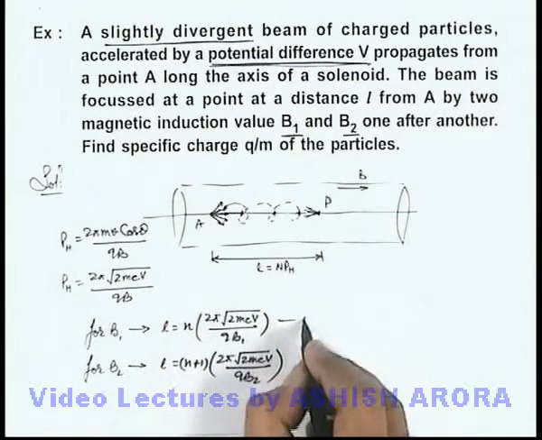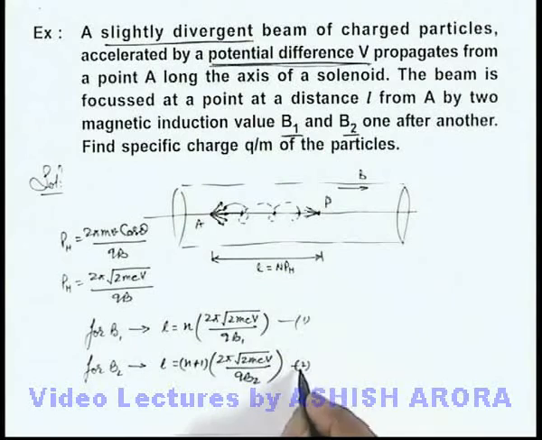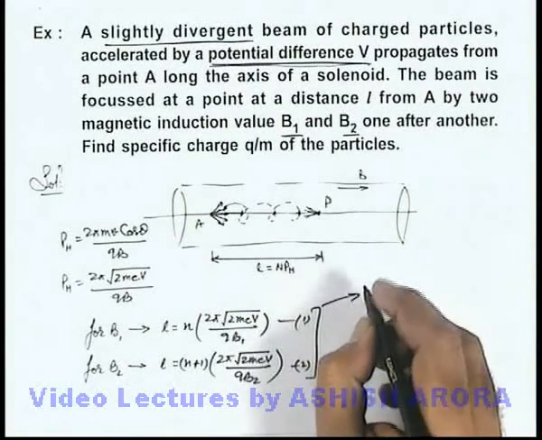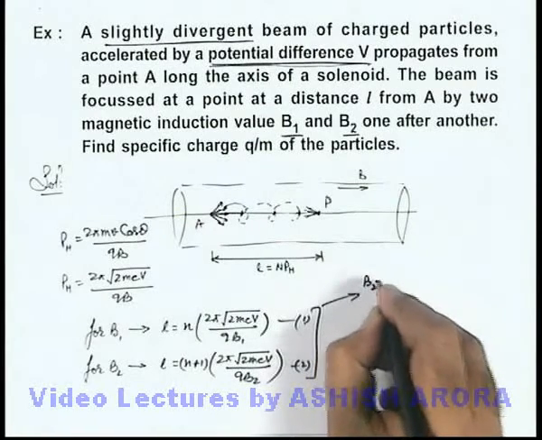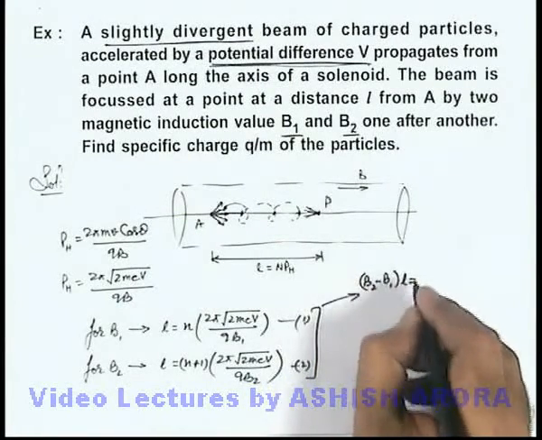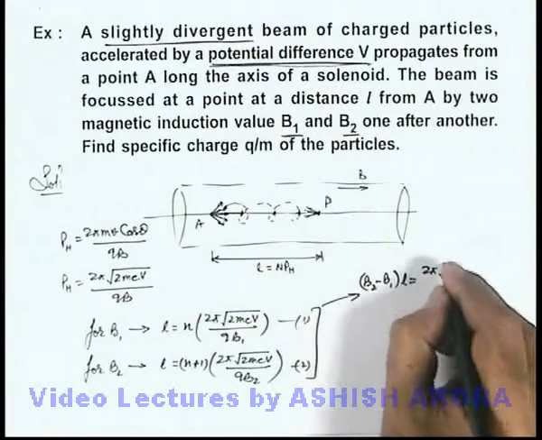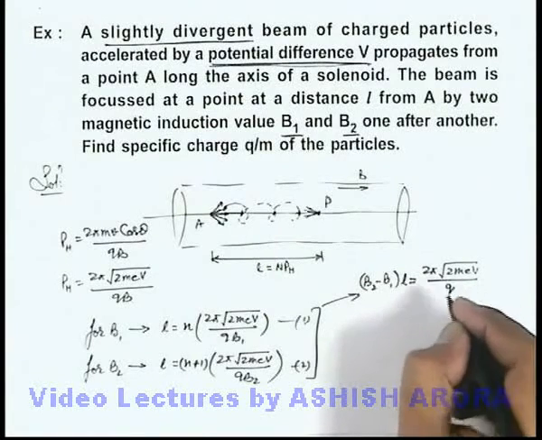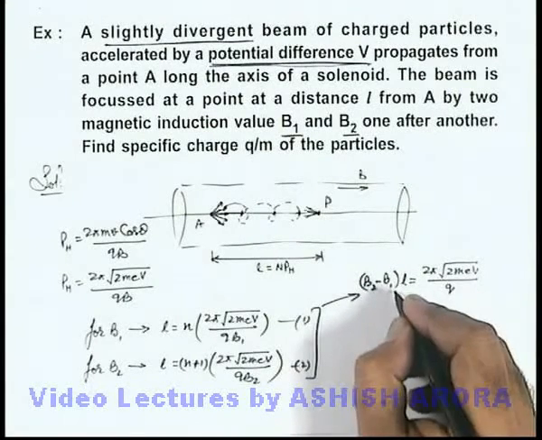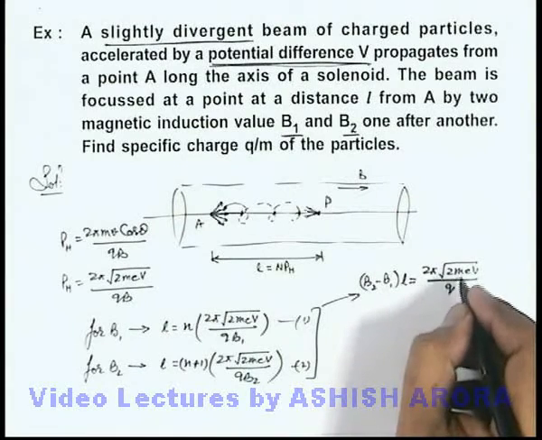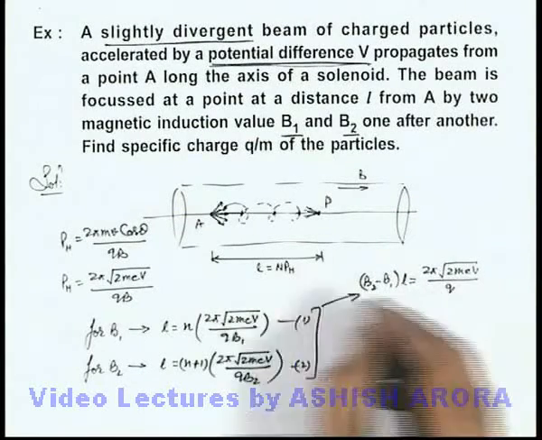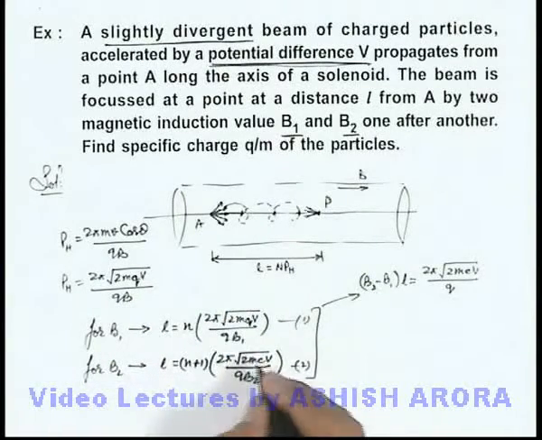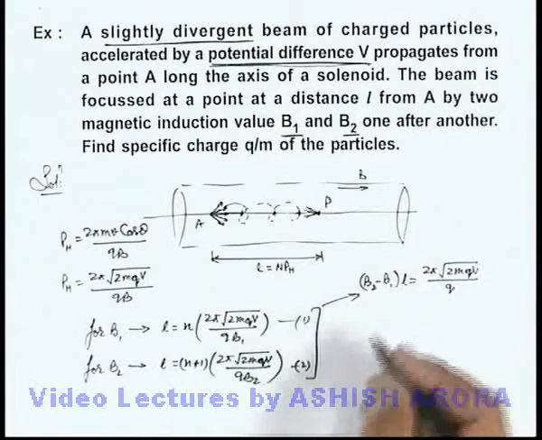From these two equations 1 and 2, if we subtract 1 from 2 by taking B1 and B2 on the other side, you can see we are getting the result B2 minus B1 multiplied by L is equal to 2 pi root of 2 m e V divided by Q. And in this situation you can see the value of Q by M can be obtained by squaring. Here you can also take the charge Q instead of e, because I have already taken the charge as Q, so I just replace e by Q.